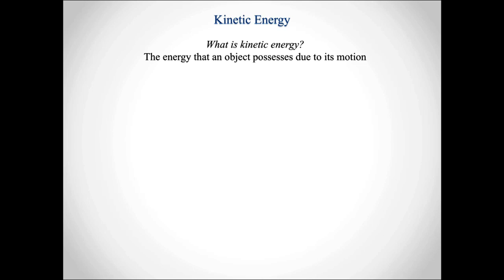So let's talk about the first form of energy that we're going to keep track of, and that's the kinetic energy. So the kinetic energy is energy that an object possesses due to its motion. So kinetic energy cares about how an object moves. You can define the kinetic energy in terms of the work required to accelerate an object from rest up to some speed v. So how do you calculate that?